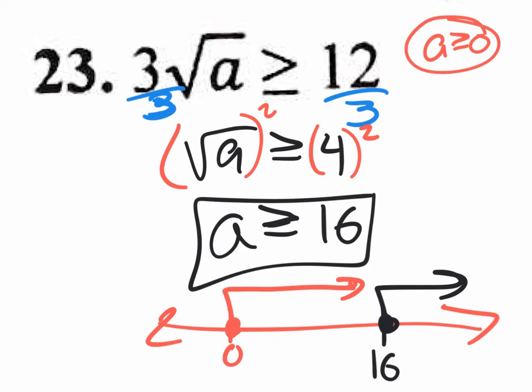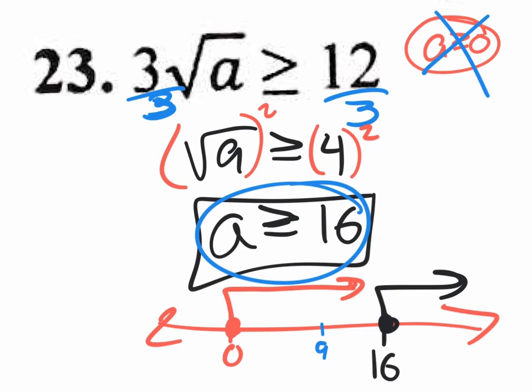Of course, if you tested a value between 0 and 16, let's say 9, the square root of 9 is 3, and 3 times 3 is 9, and that's definitely not greater than or equal to 12. You see how it doesn't work? Any value in here will not work because the overlap is over here. If you test any value that's greater than 16, like 25, square root of 25 is 5, 3 times 5 is 15. 15 really is greater than 12. So over here it does work. Right here it does not work. So your answer is only this one, not that one.